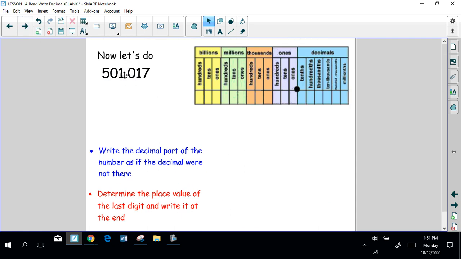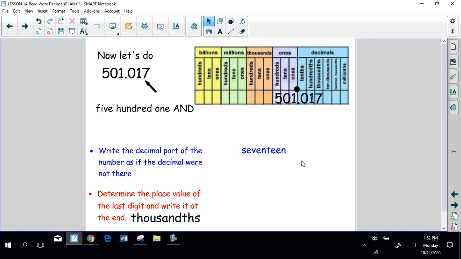Now let's try 501.017. Remember to read the whole number part, 501, first. With the decimal, it's 501 and. How do you read the decimal part? How do you read 17? 17. What place value is the 7 in? It went 3 places past. So line up the decimals in the chart. And 7 is in the thousandths place. So our decimal part is read 17 thousandths. So the final answer is 501 and 17 thousandths.